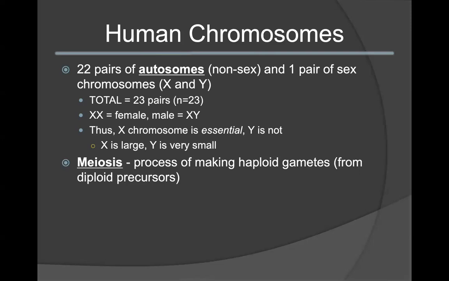Meiosis refers to the process of making those haploid gametes from diploid precursors. So special pregametic cells are going to undergo meiosis in order to enter into the haploid state.